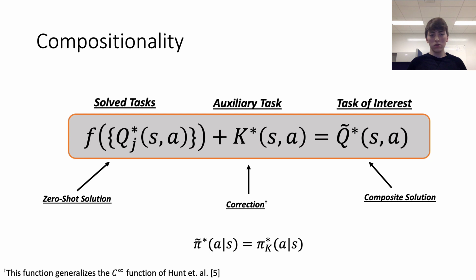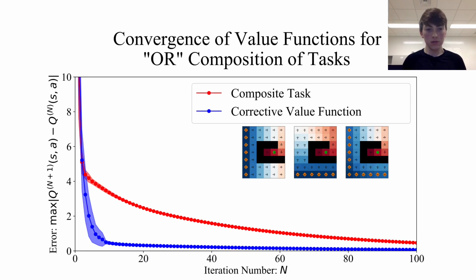So one can solve either the auxiliary task or the task of interest, and they'll still have the same optimal policy. We note that this function K generalizes this C infinity divergence correction function from the work of Hunt et al. Using the subtasks shown earlier, we find that the corrective value function is much easier to learn than the composite task.